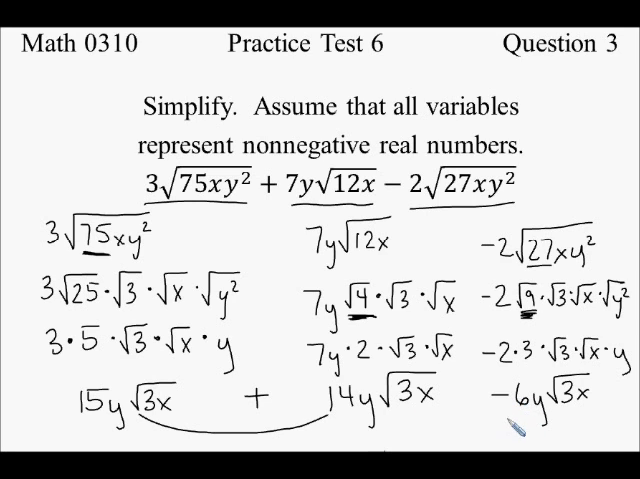So we'd have 29y square root 3x minus 6y square root 3x. So 29y of those minus 6y of those would give us a total of 23y of those. So 23y square root 3x. And that is our answer. Answer choice D.